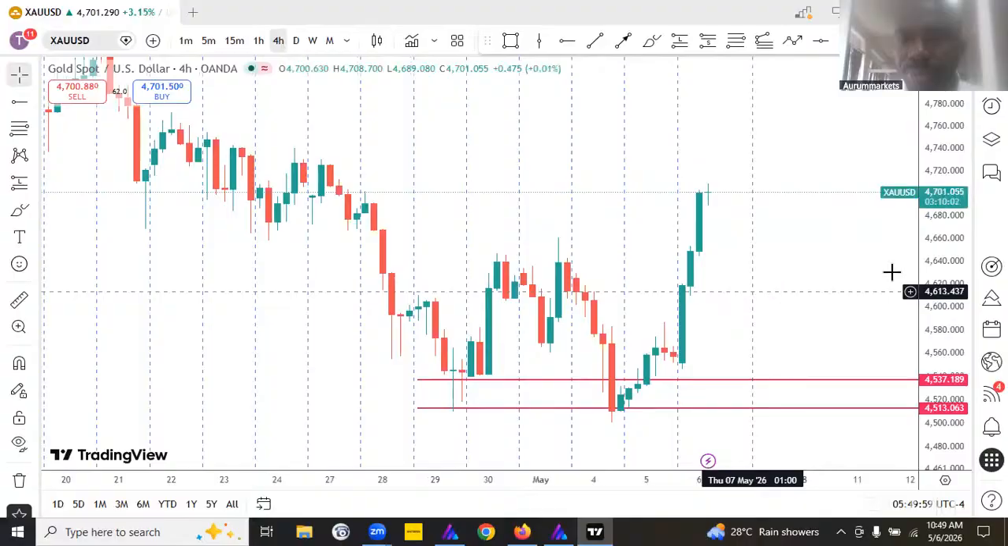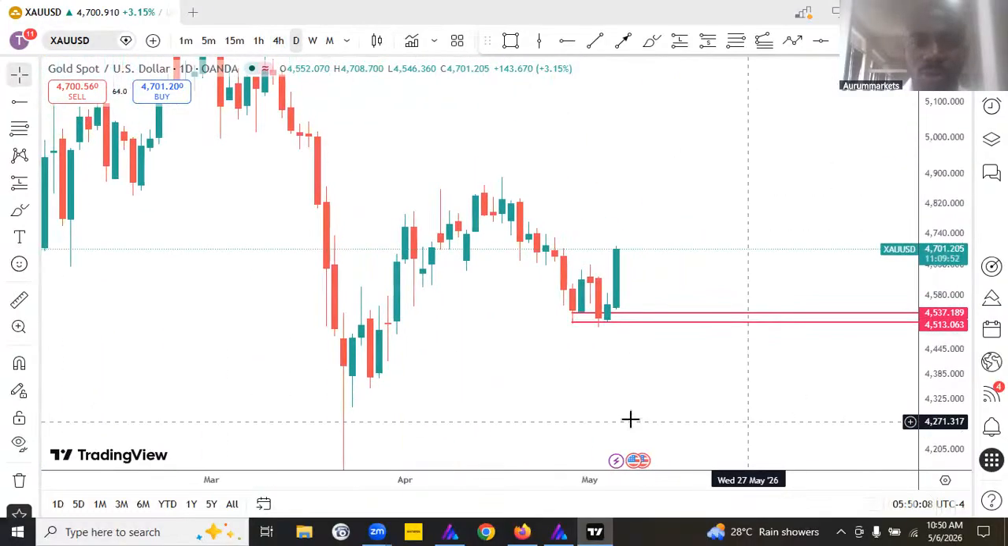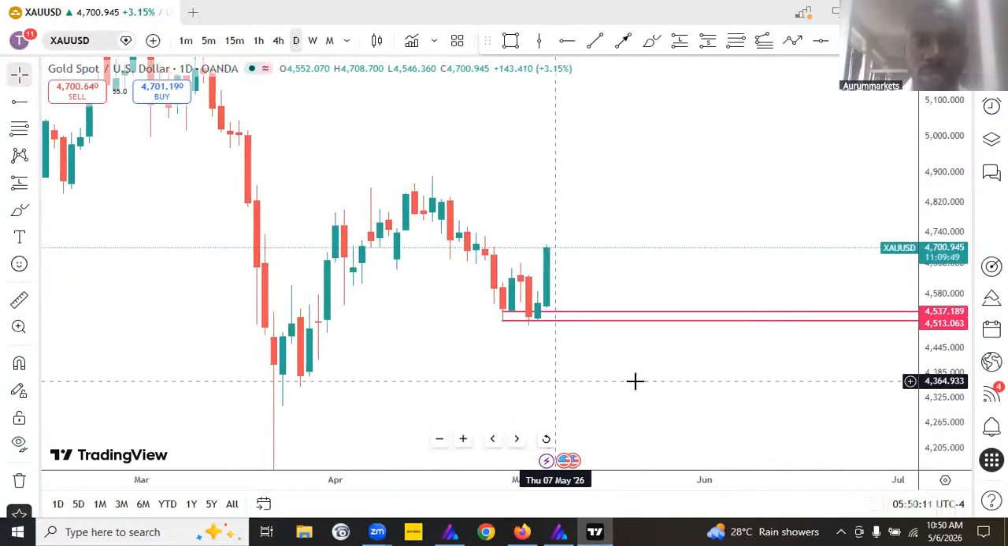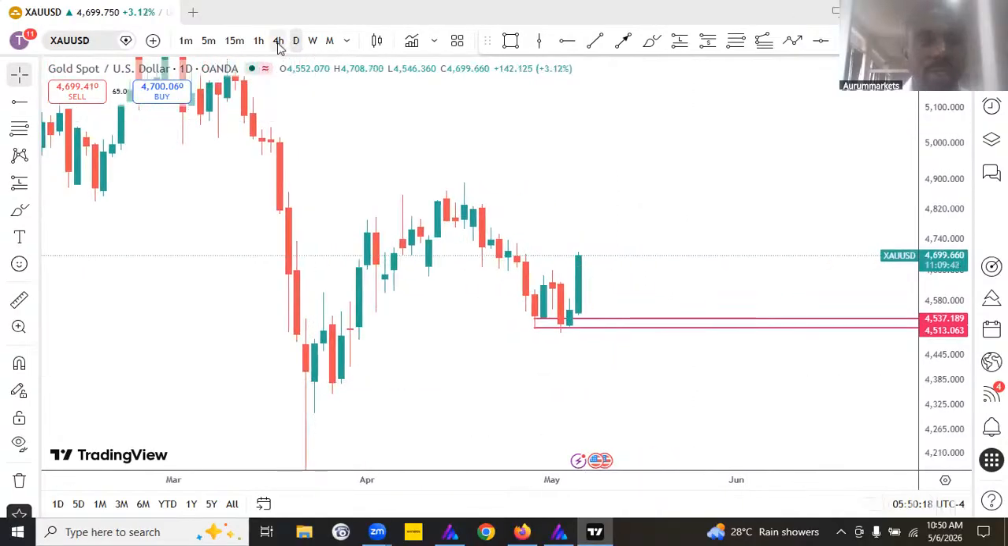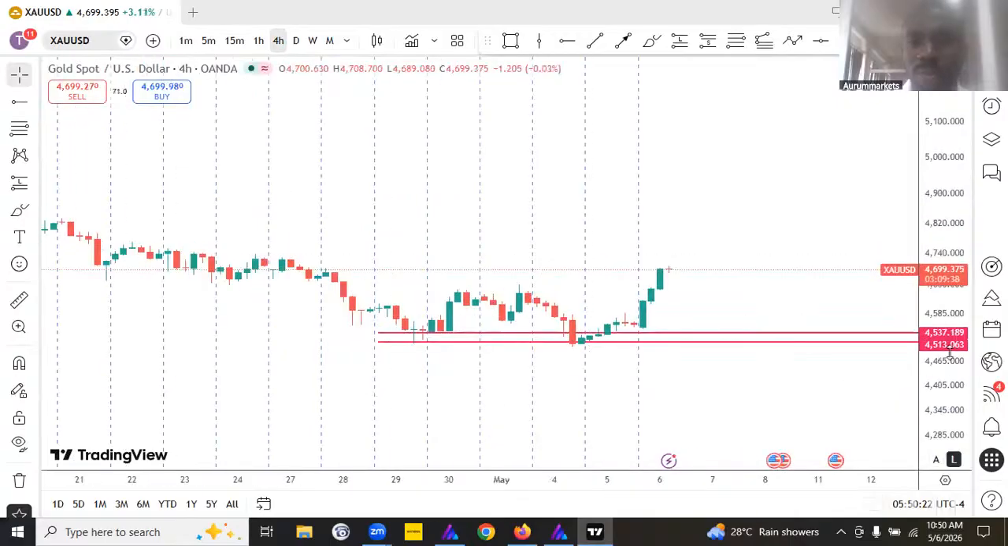Let me start with the daily time frame. Gold has been bullish, a massive move on gold. It's not the right time to buy gold, please.